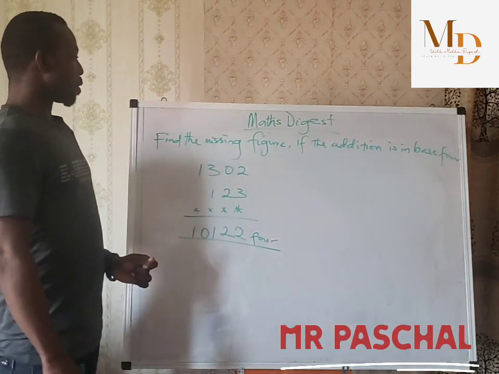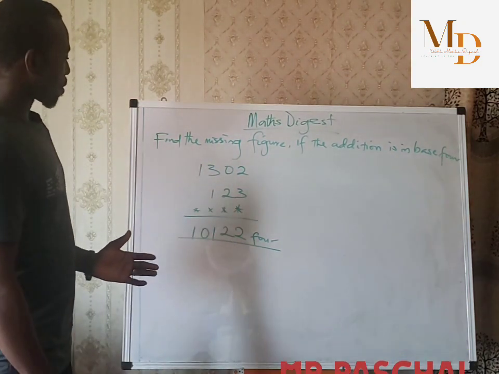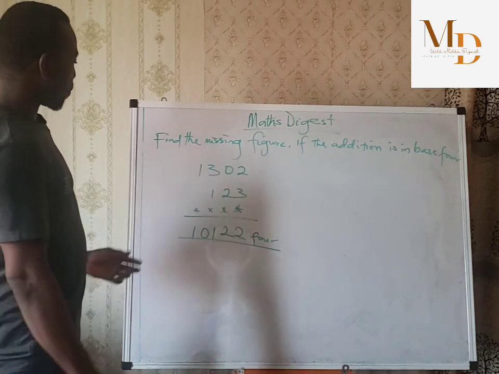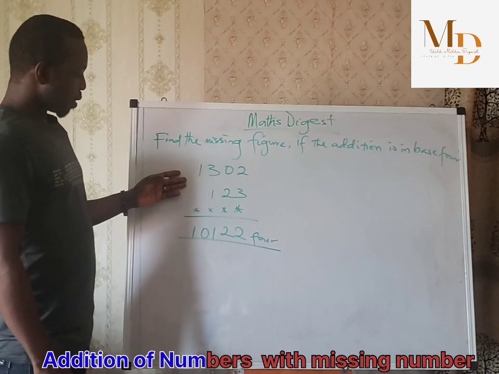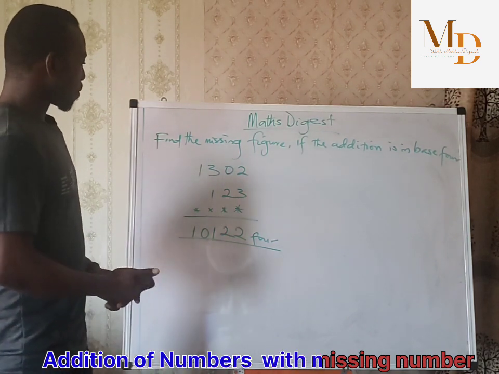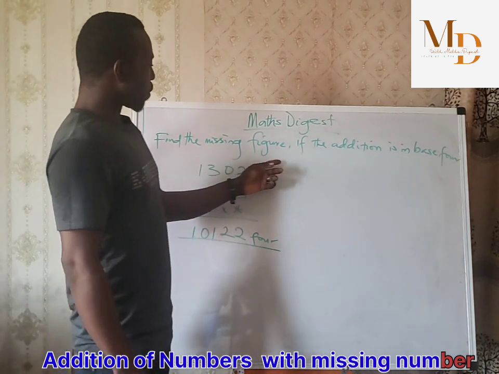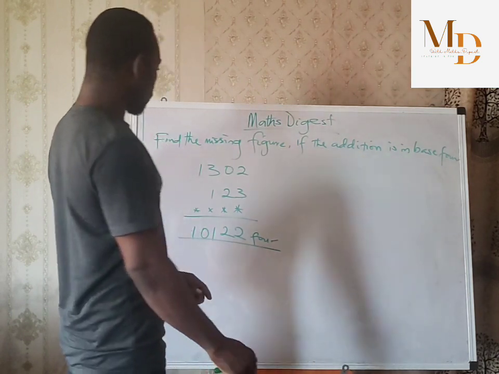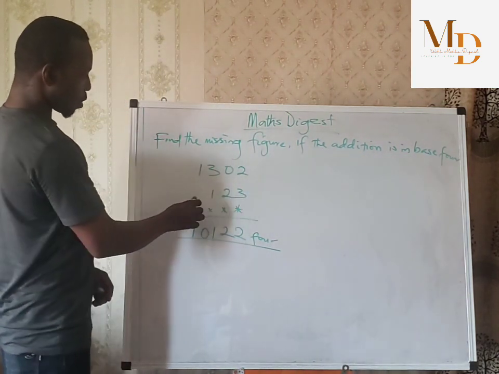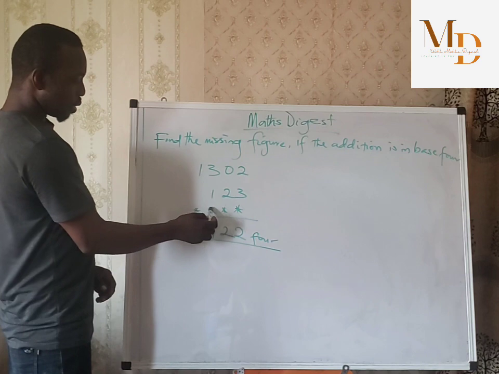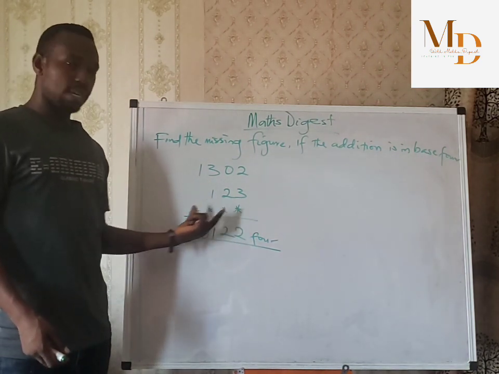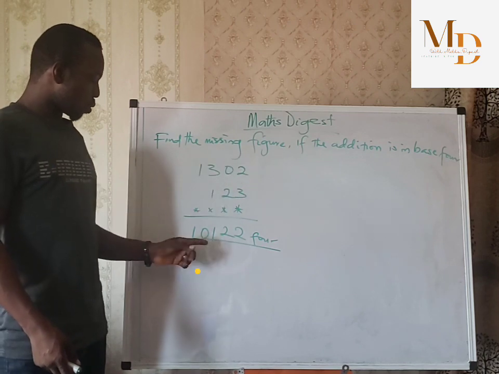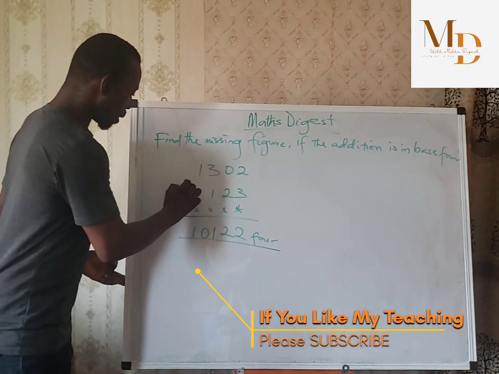Now we're looking at the question that involves you doing both addition and subtraction. Find the missing figure if the addition is in base 4. This is the first number, this is the second number. The asterisk here means there should be a number that added with this one gives us this. Remember, this is addition.